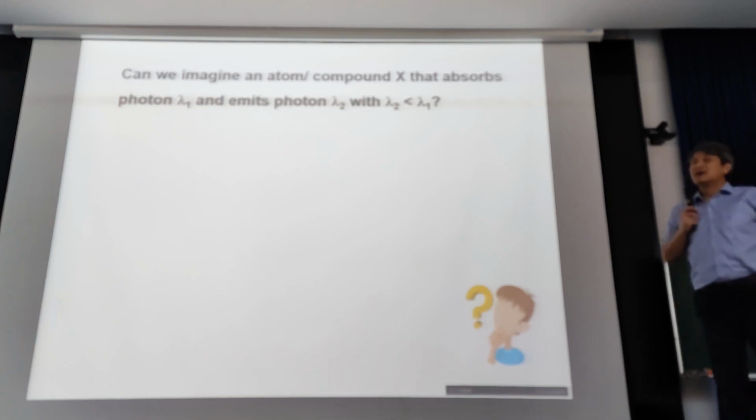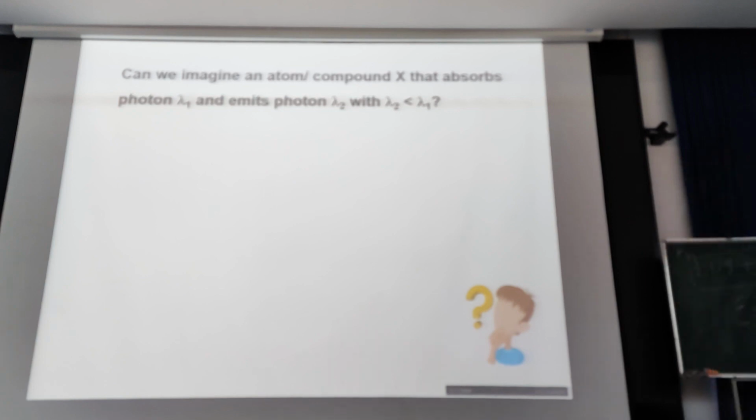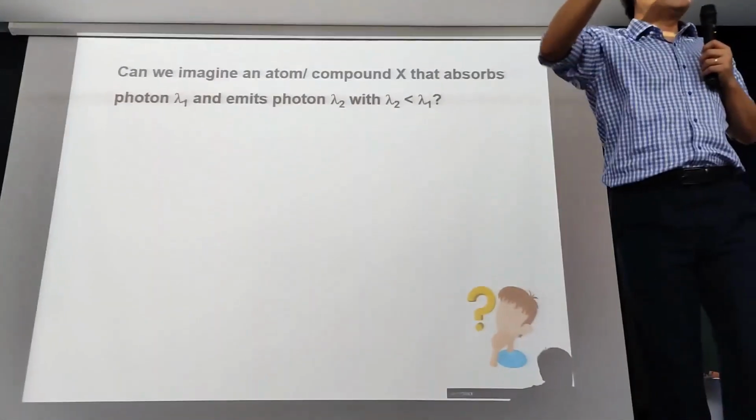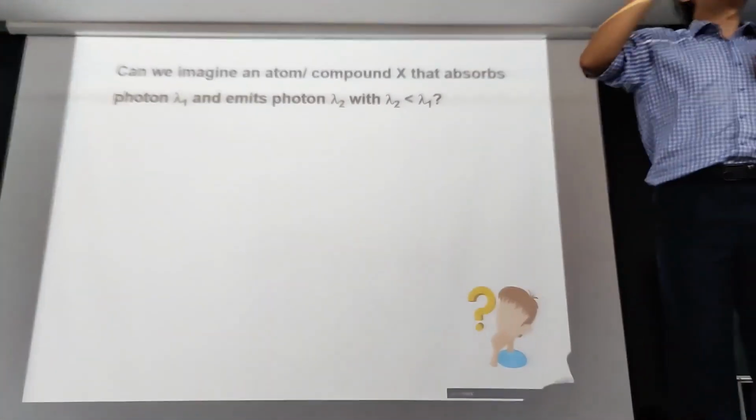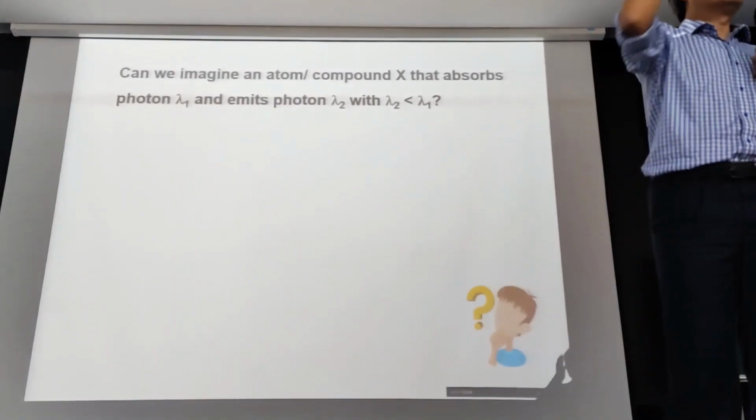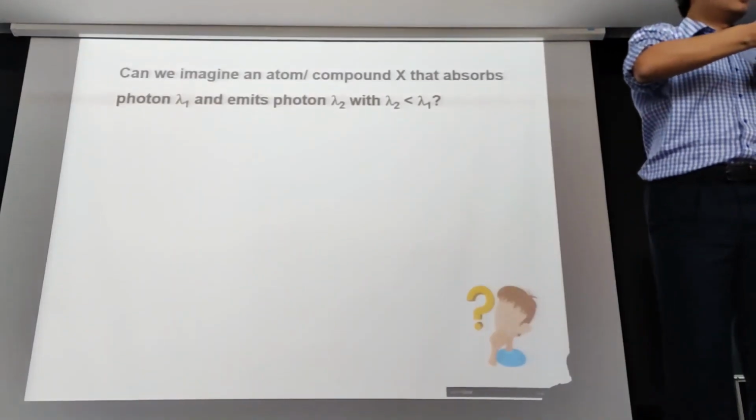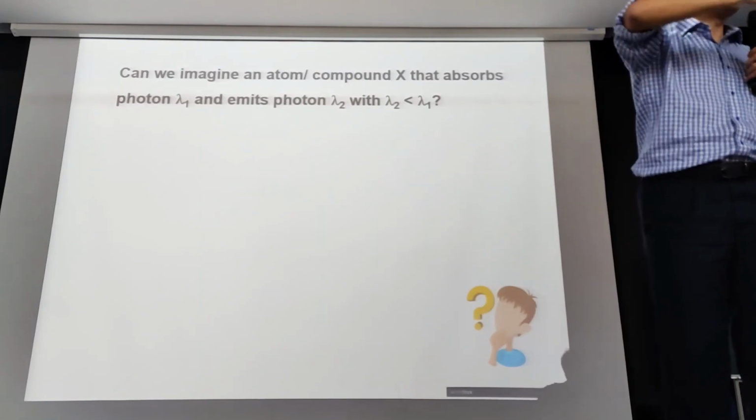Can we imagine an atom or compound X that absorbs photon number 1 and emits photon number 2, with number 2 smaller than number 1? In the normal case, we say that number 1 equals number 2. Right? Ideal case, 1 equals 2. Normal one, you have number 1 larger than number 2. Number 2 larger than 1.